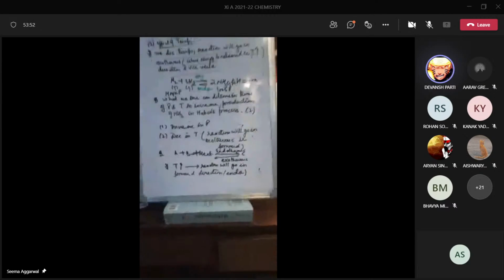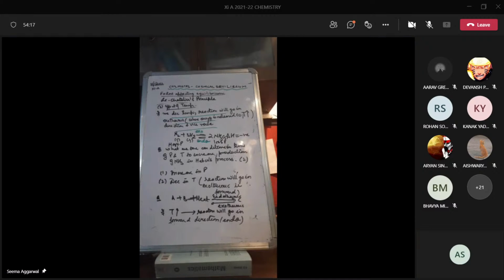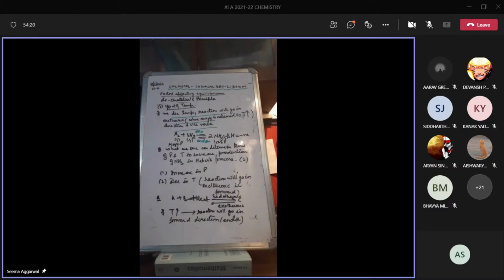Ma'am, but why does it happen that on increasing the temperature, the reaction goes in the direction that decreases it? Because when I increase the temperature of something, to attain equilibrium it will go in a direction where the temperature is decreased. This is Le Chatelier's principle. Suppose you are adding salt in excess to a vegetable, what do you have to do? You have to remove the salt. So anything wants to attain equilibrium. If I increase the temperature, the reaction will try to neutralize this by decreasing the temperature. Decrease means the endothermic direction.